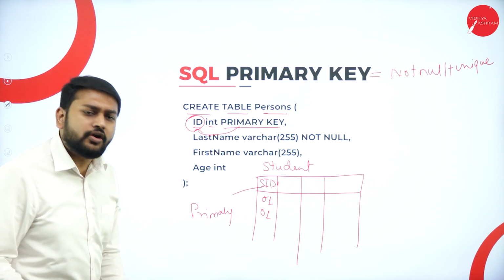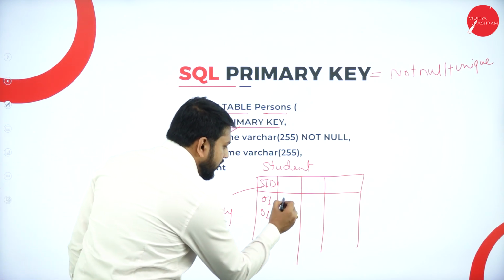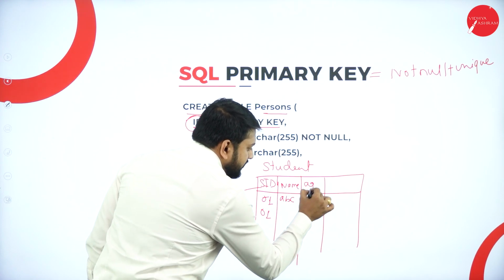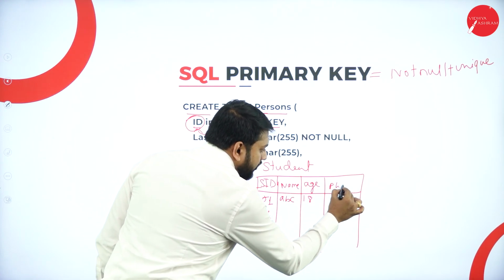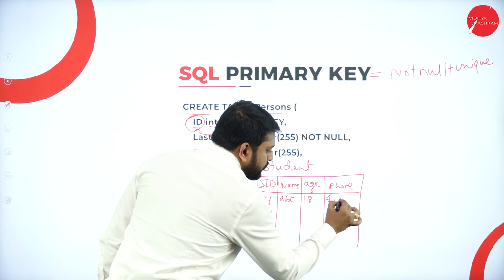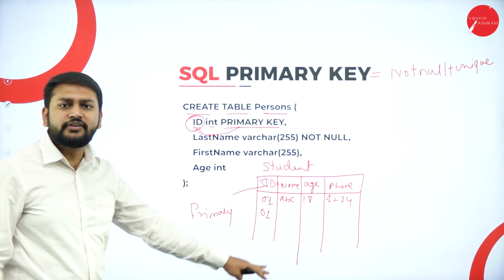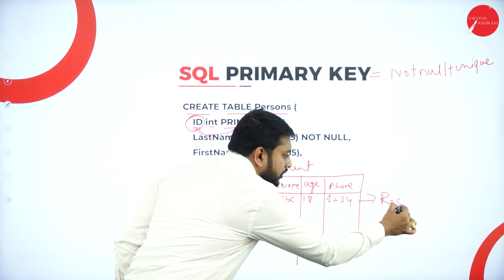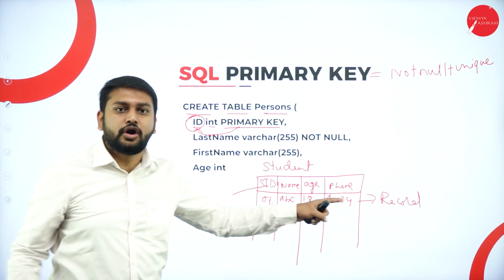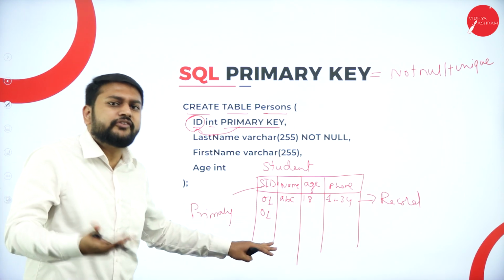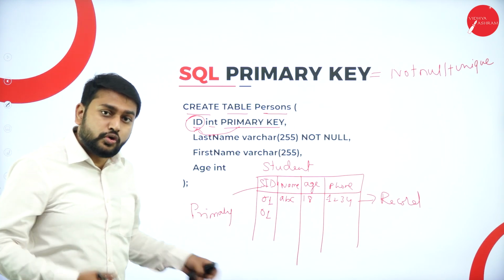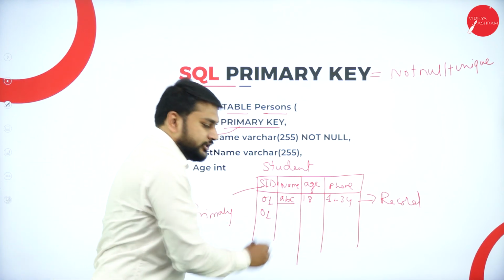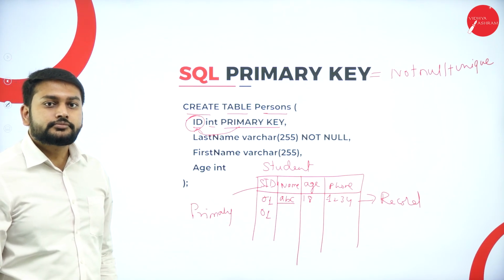Sir, what is a record? Say for example, 01. Here I will have name, I will write ABC, age 18, phone number. Something like 1, 2, 3, 4. Like this, I will have 1000 rows. This is what I will call a record. This is one record of a student. Like this, I will have 1000 students, 1000 records. So if I want to retrieve the information about this ABC, how do I retrieve?